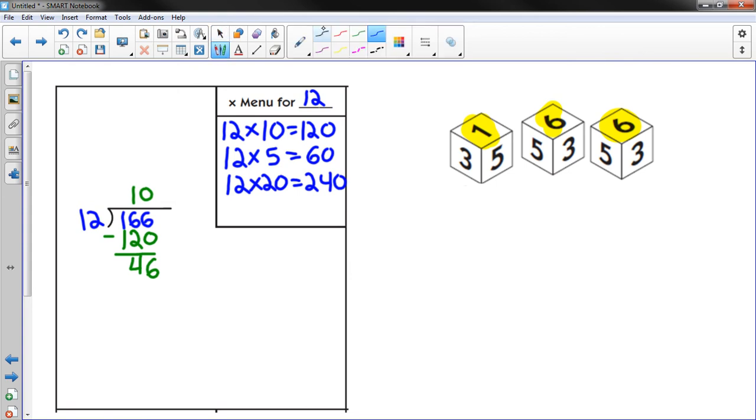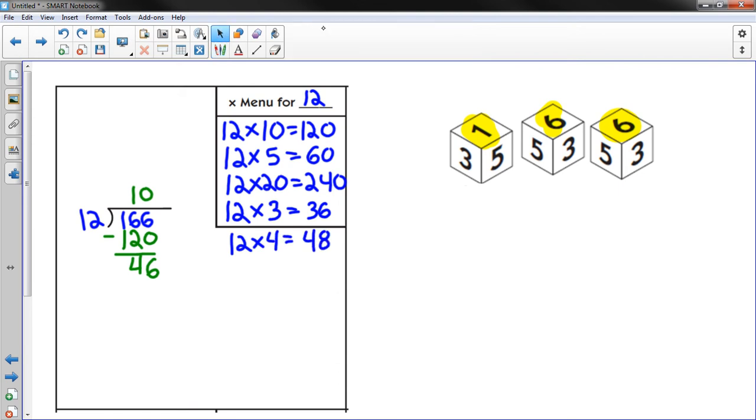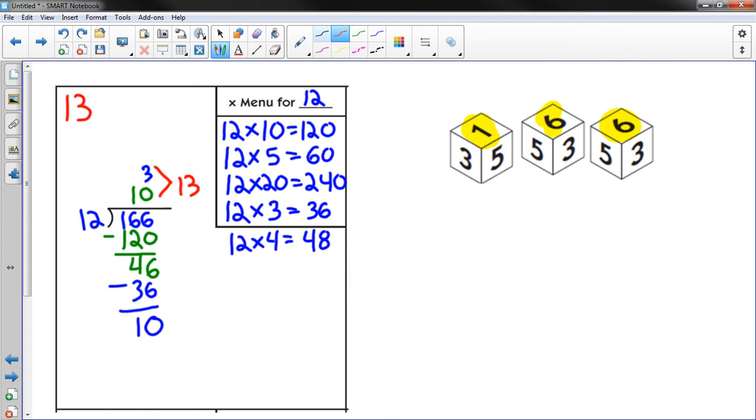Alright, I'm going to need another menu item. So let's do 12 times 3. I know that's 36. And 12 times 4, that's 48. That's too big. So I'm going to have to use the 12 times 3. So put 3 up here. 36. Subtract. So my answer, I need to put these together. That's 13. So it's 13 remainder 10.